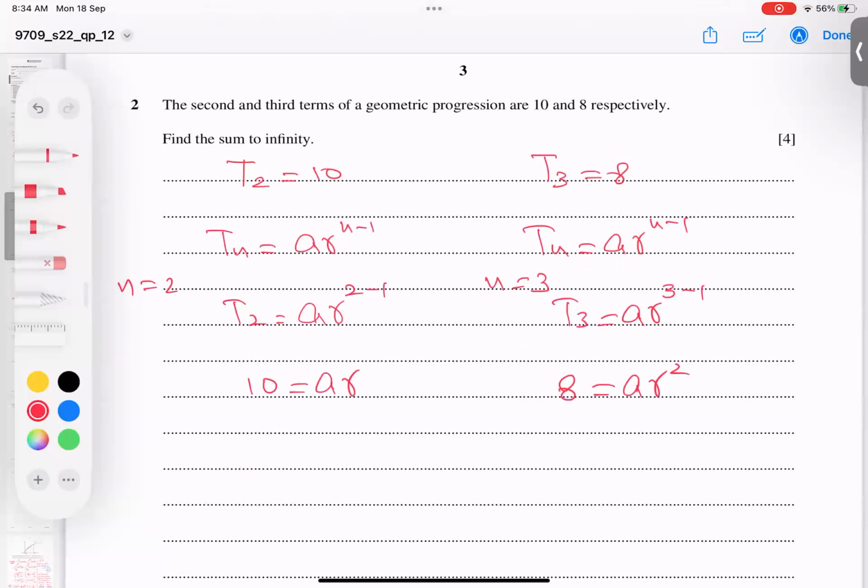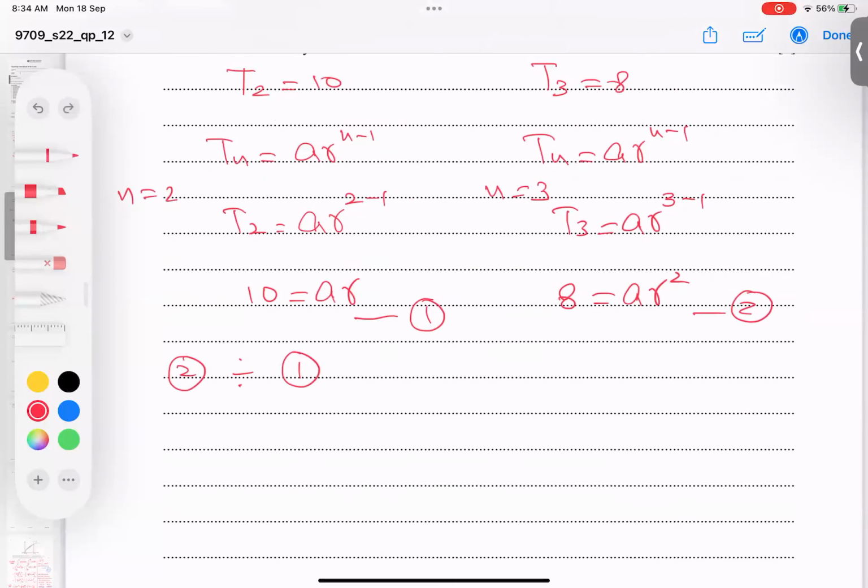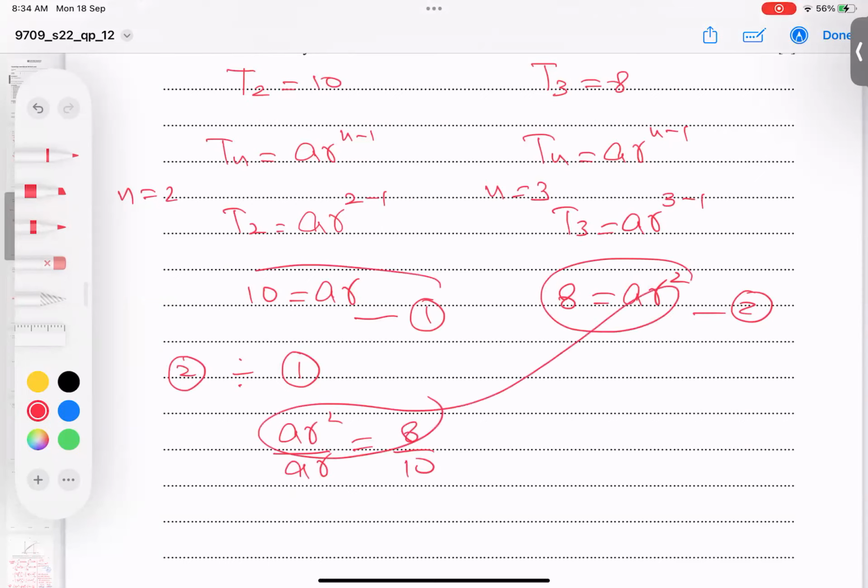And what is my target? Sum to infinity. In formula, you know it. But I have to solve them simultaneously. This is equation 1, this is equation 2. If I divide 2 by 1, what happens, students? So this equation up, this equation down. So AR square up, AR down, 8 up, 10 down. I kept these values up and these values down. So it is a very clear approach. A and A cancel out, R cancels.